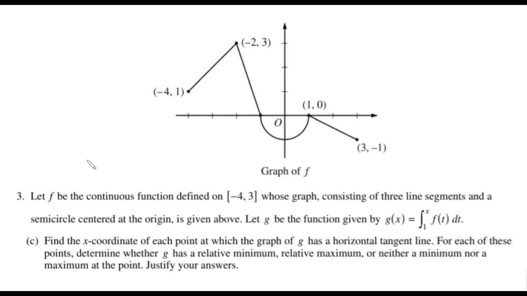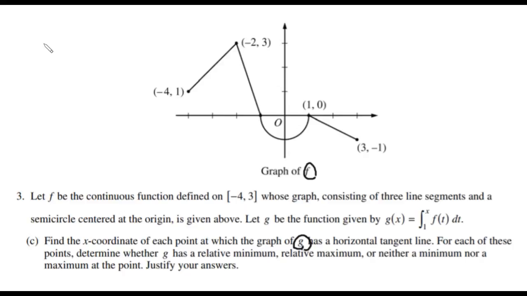Jump to part C. Part C says, find the x-coordinate of each point at which the graph of g has a horizontal tangent line. Be careful with g, it's not f, which is here, but g. For each of these points, find whether g has a relative minimum, maximum, or neither. So from the x-coordinates we found, we have to determine if each is a relative minimum, maximum, or neither.